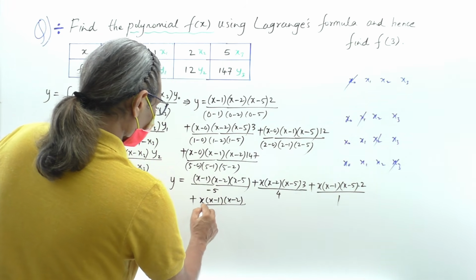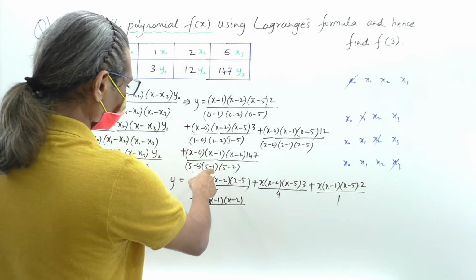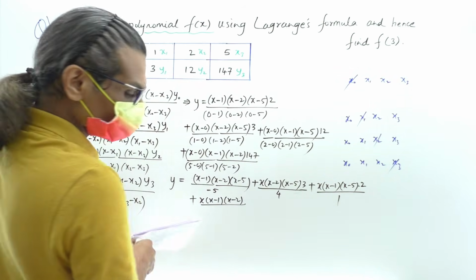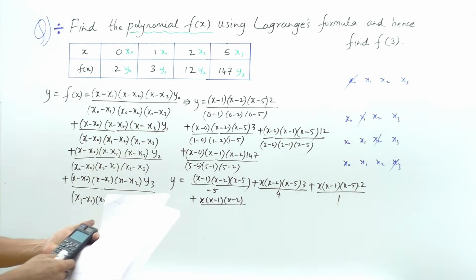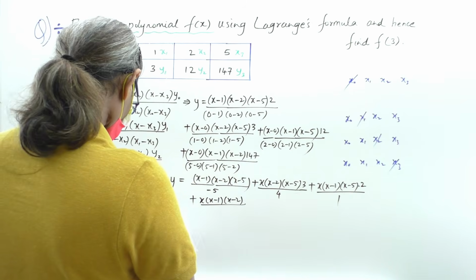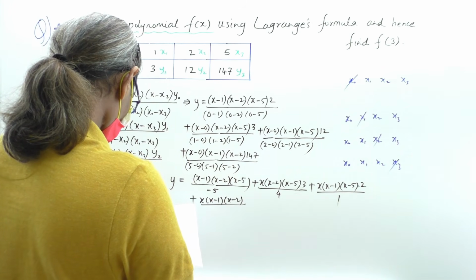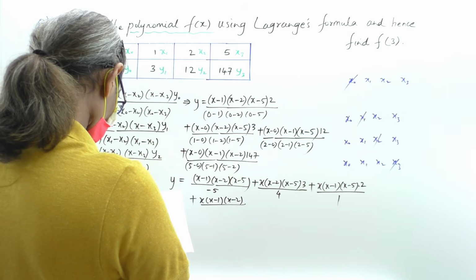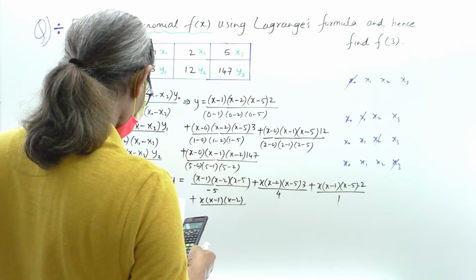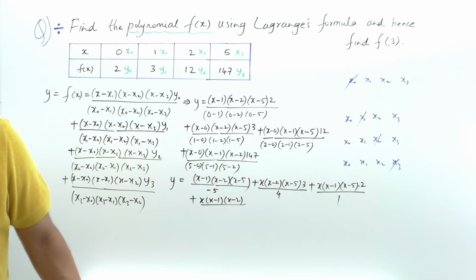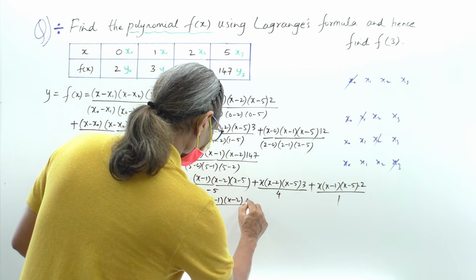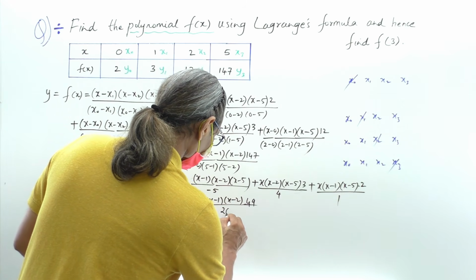over, this will be 5 into 4 into 3, so if you calculate, this will be 147 divided by 5 into 4 into 3, which is equal to 49 over 20. This is what we got.